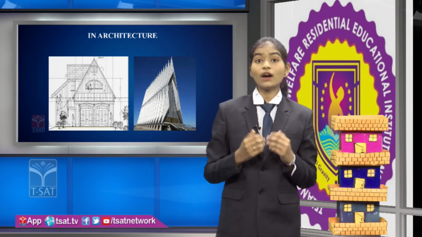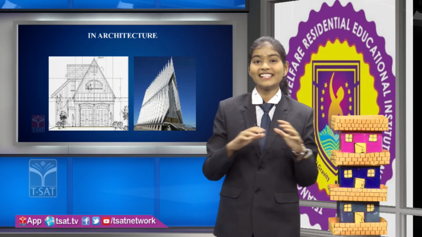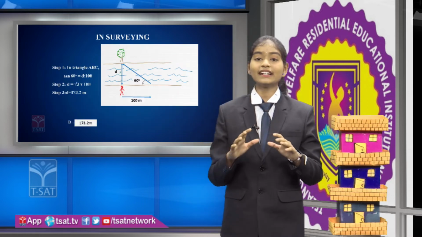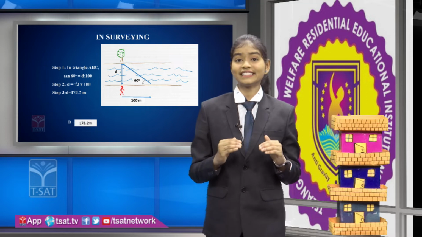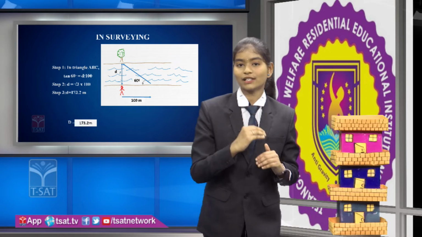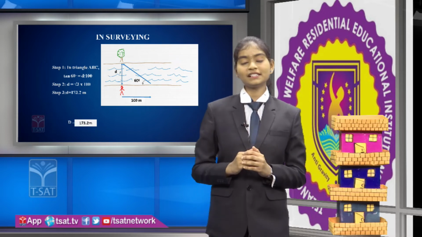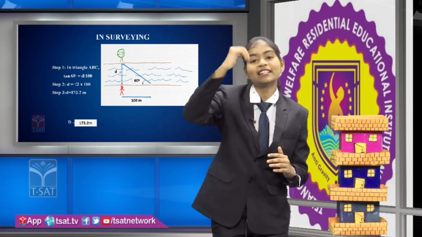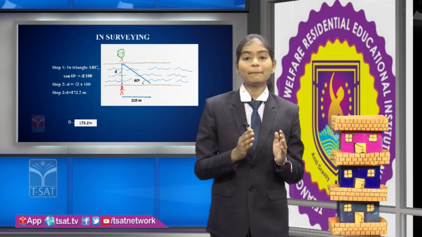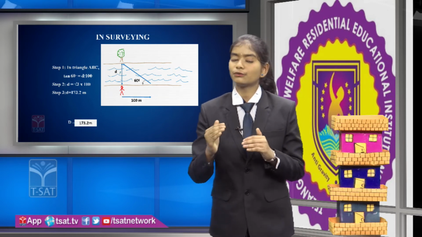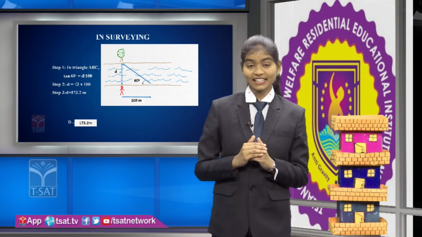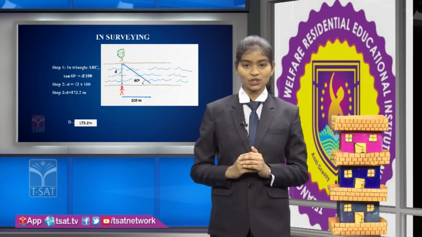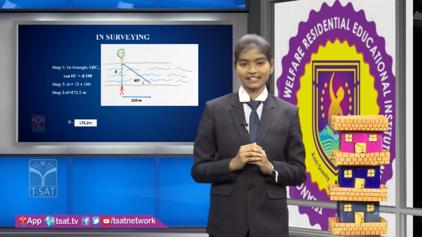Now, let us know how trigonometry is applied in surveying. Friends, as you can see on this slide, there is a river. We should find the distance between two banks of the river. There is a person standing at one bank of the river and there is a tree at another bank of the river. If the person moves 100 meters forward, then he can see the tree. Here we find the angle of elevation with 60 degrees.